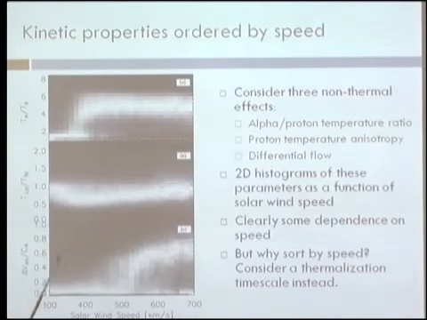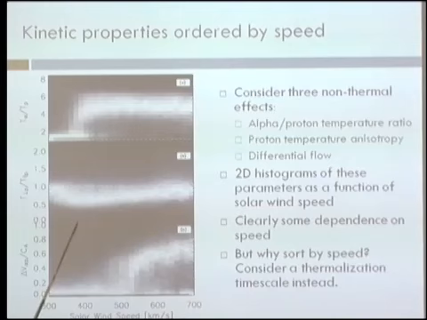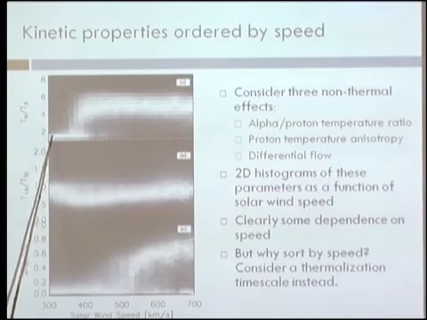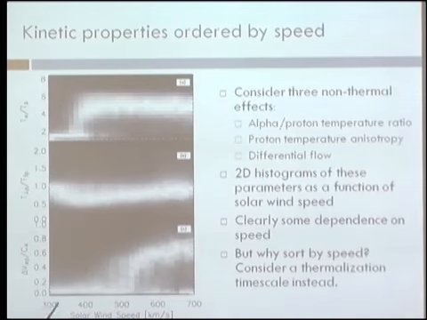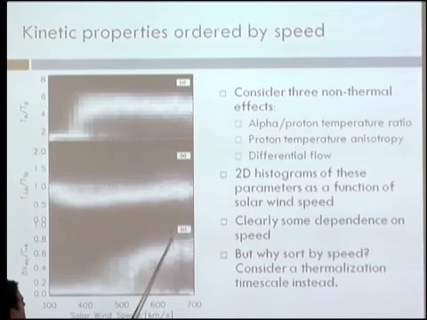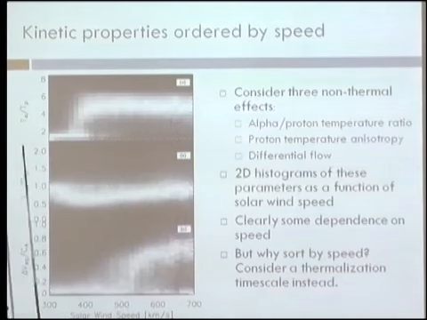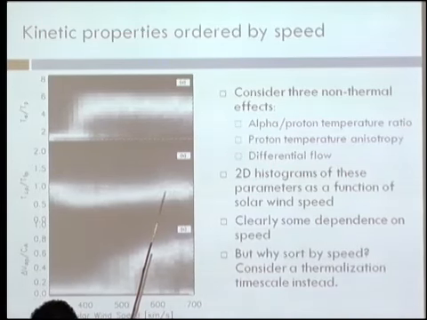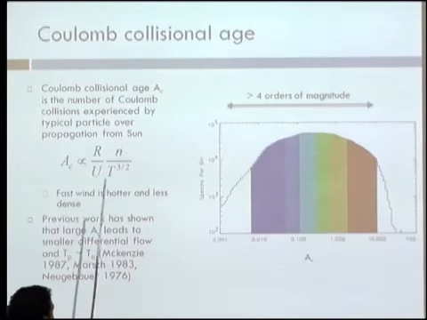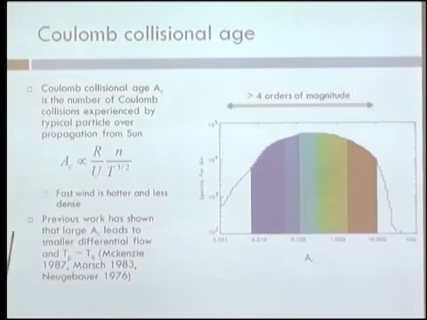And indeed, when you look at slow solar wind, you have simple temperatures, I don't know if there's a particularly clear trend in anisotropy, and small differential flows. You go up to faster wind speeds, and here's where you get the large differential flow, here's where you get the high temperature ratios. So there's clearly some dependence, but why are we sorting by speed? That's not a particularly dimensionless quantity. So we should consider a thermalization timescale instead. And a couple of people this week have pointed out this Coulomb collisional age.